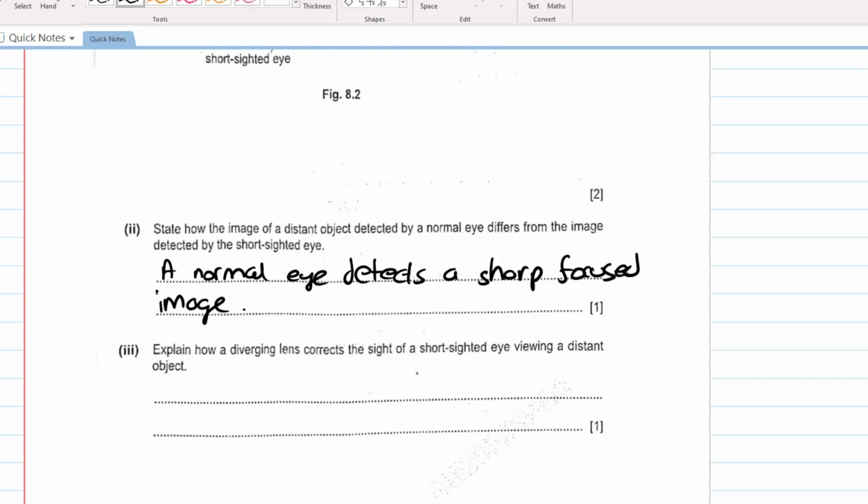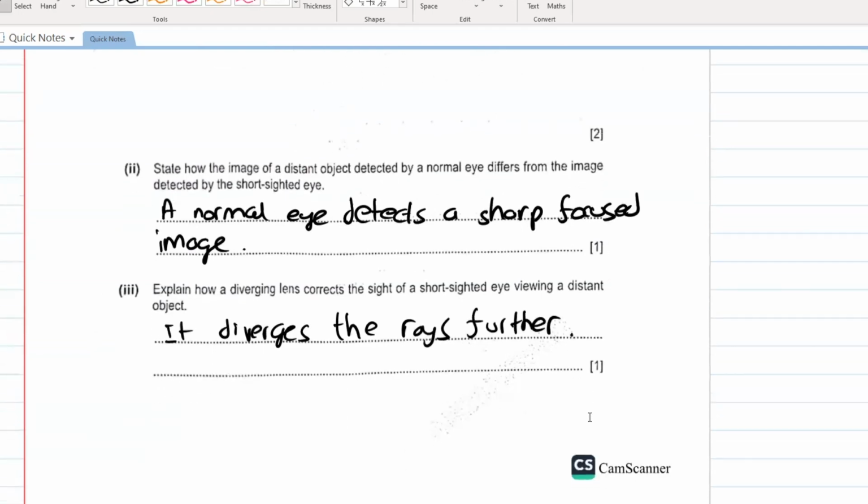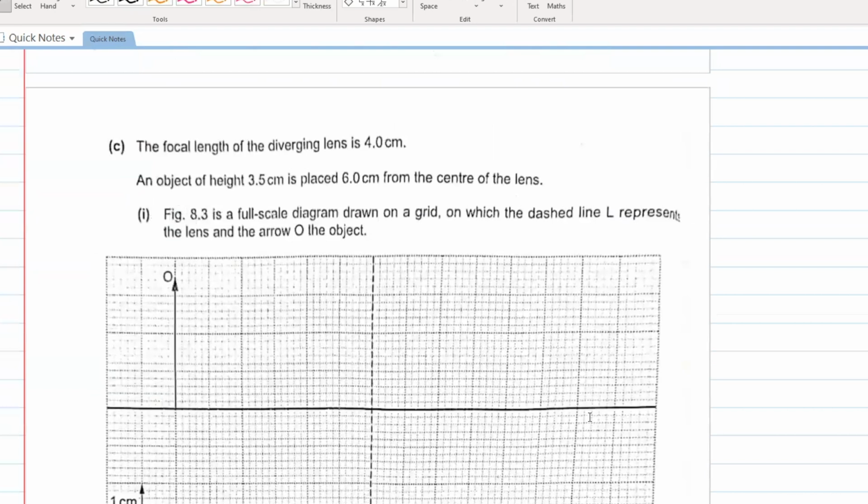Explain how a diverging lens corrects the sight of a short sighted eye viewing a distant object. It diverges the rays further. Simple. Let's move on to the next one.